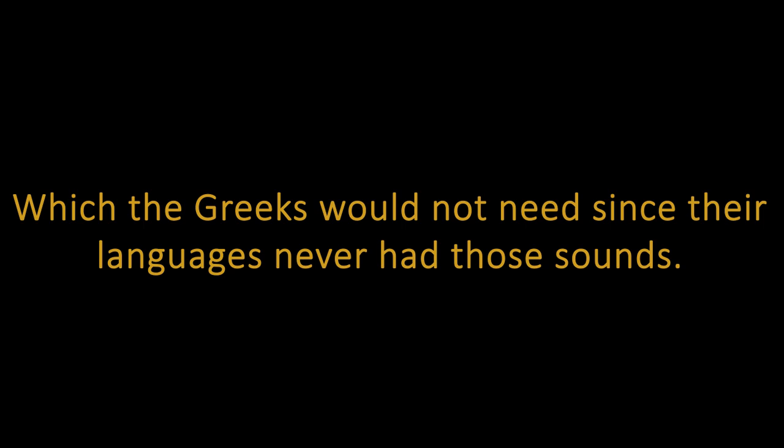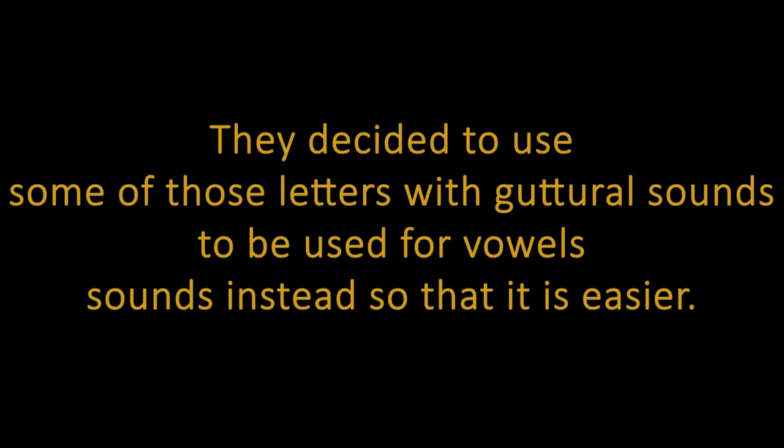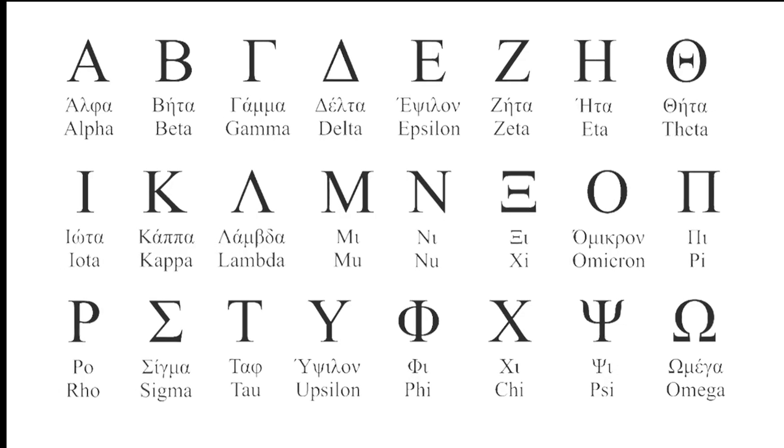Also, the Phoenician script had more guttural sounds that would come from the throat and back of your mouth, which the Greeks would not need since their language never had those sounds. They decided to use some of those letters with guttural sounds for vowel sounds instead so that it is easier. This would become the Greek alphabet we know now.